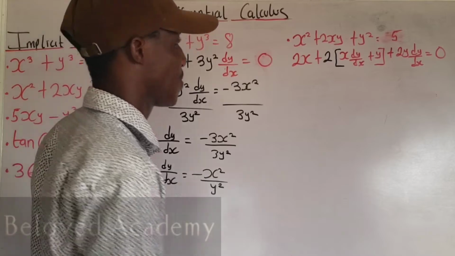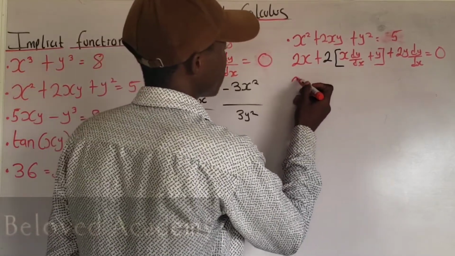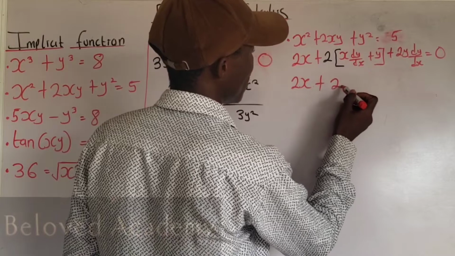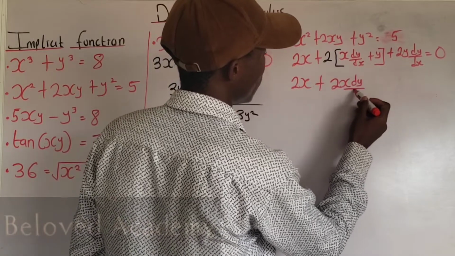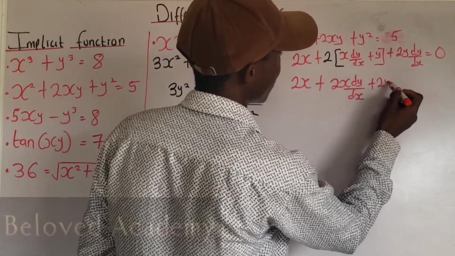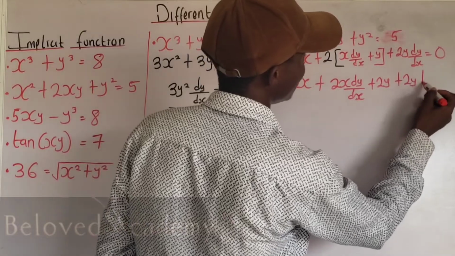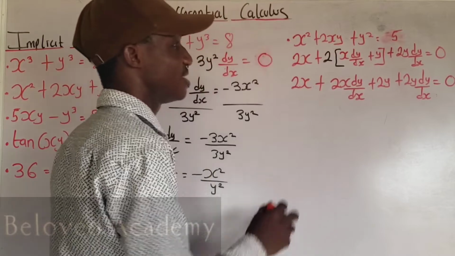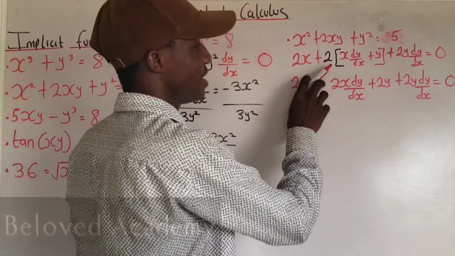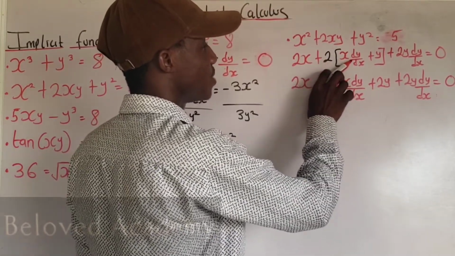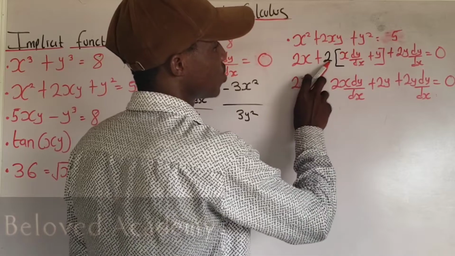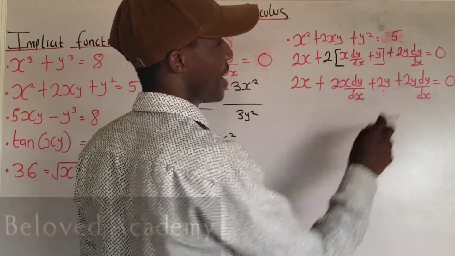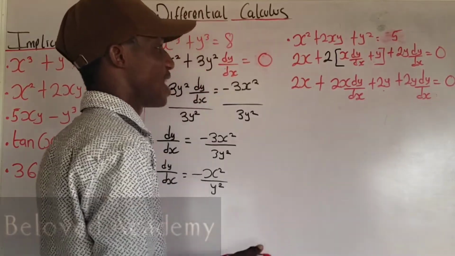Okay, now we have 2x plus 2 times x dy/dx, that is 2x dy/dx, plus 2y plus 2y dy/dx equals 0. This is what I did: 2 multiplied by x dy/dx, that is 2x dy/dx, and 2 times y, 2y, plus 2y dy/dx. Okay, now let us proceed.